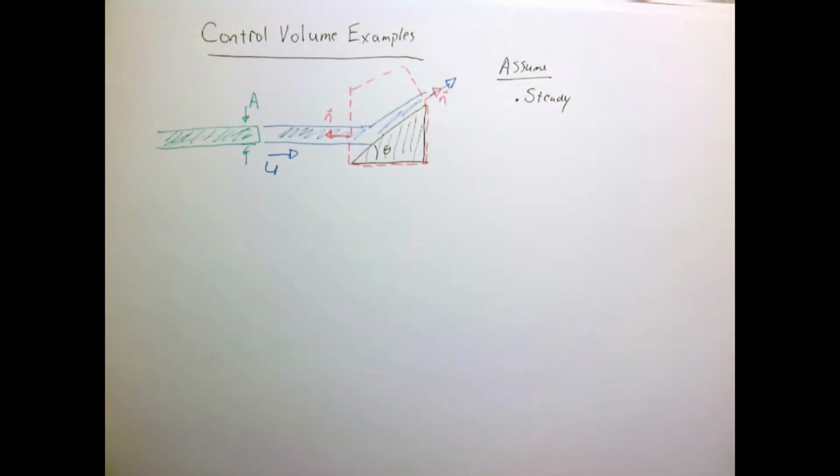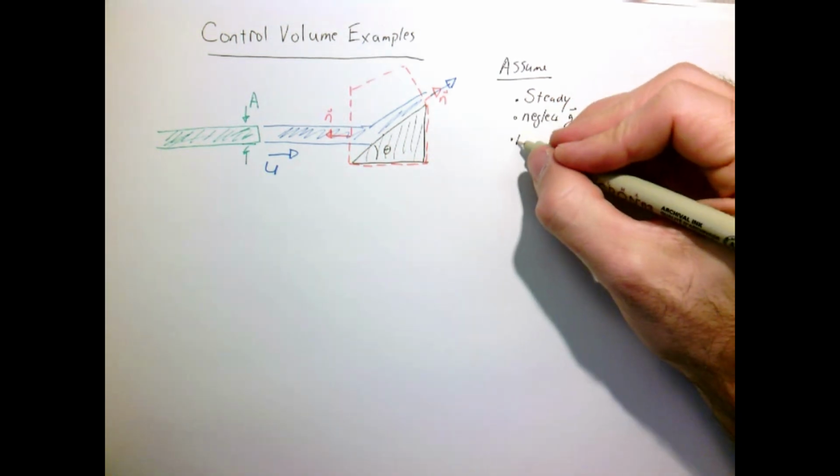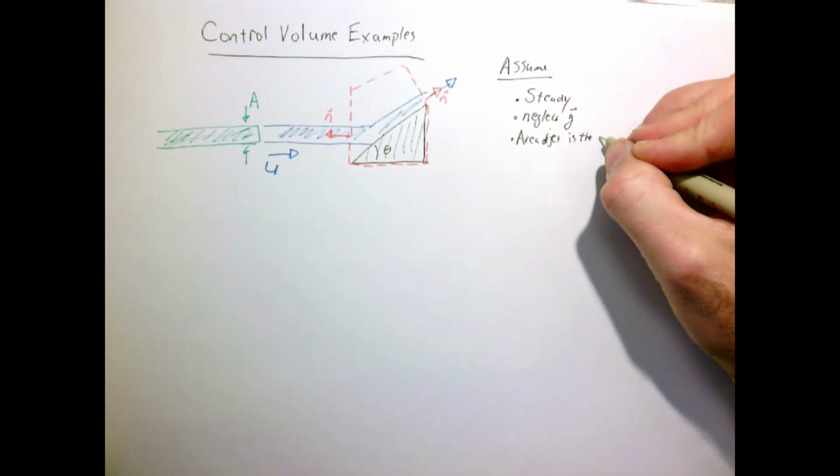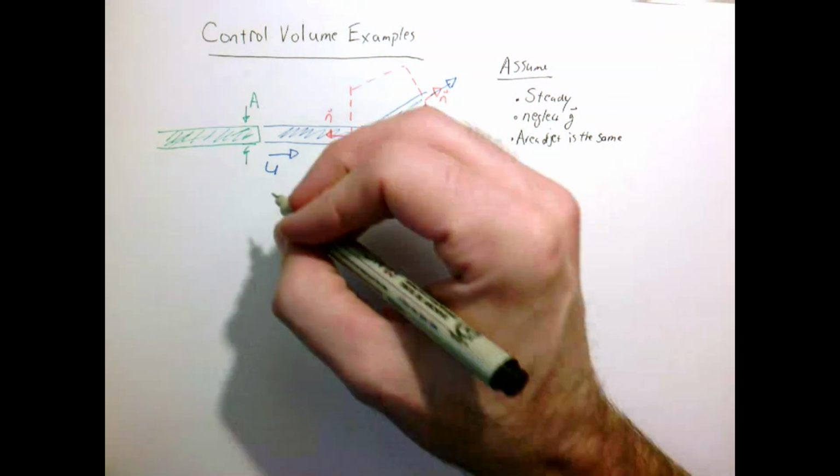First of all, I'm going to assume steady flow, so we're going to ignore all the transients. I'm going to neglect gravity, and we're going to assume that the area of the jet is the same, so the area coming in and out will be the same. So let's write out conservation of mass first.